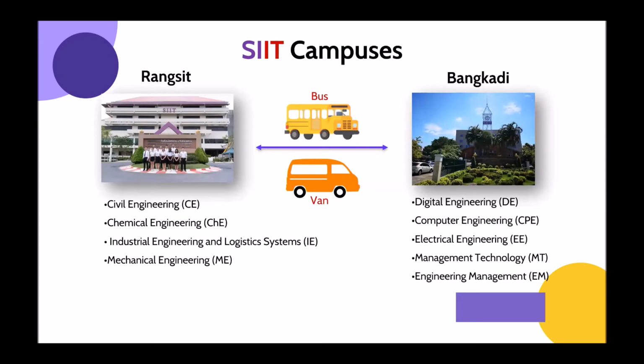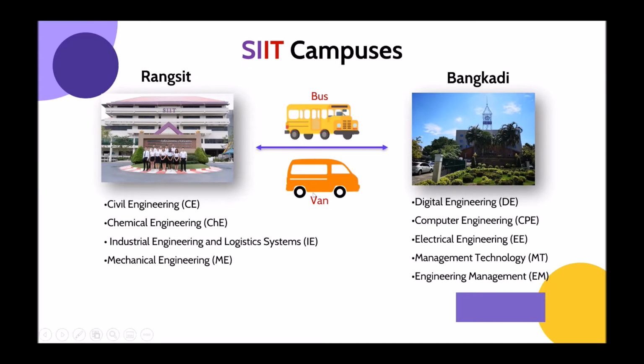Okay, at SIIT, we offer classes on 2 campuses. The main campus is located at Thammasat University Rangsit campus. If you have classes in civil engineering, chemical engineering, industrial engineering, and mechanical engineering, mostly you will have classes at Rangsit campus. But if you are in digital engineering, computer engineering, electrical engineering, management technology, and engineering management, you will have classes at Bangkadi campus. But you don't have to worry, because SIIT arranges a shuttle bus and van for students.